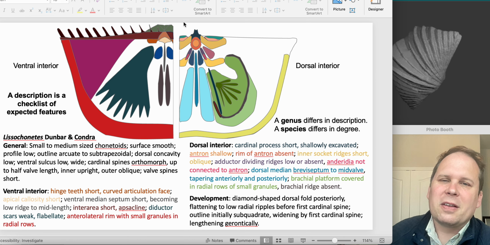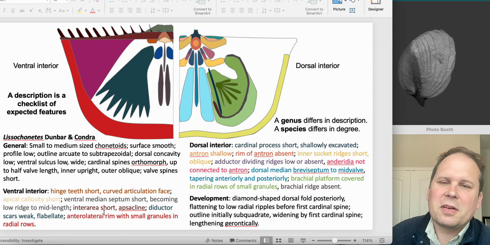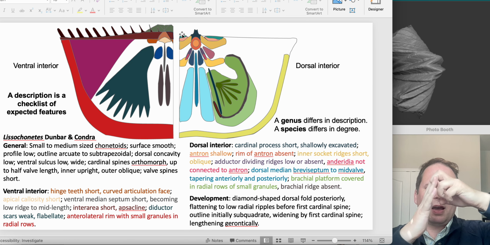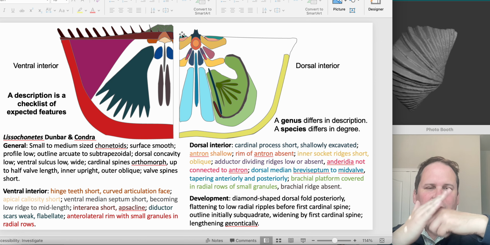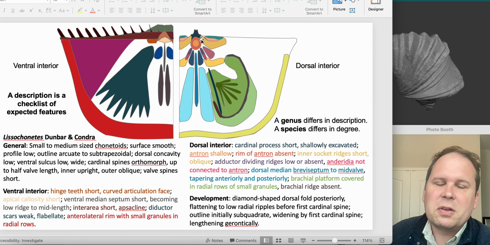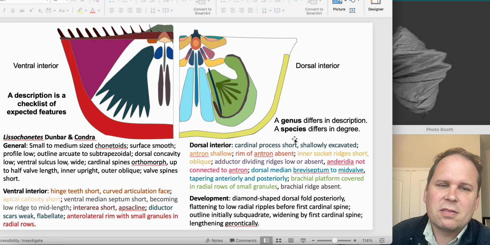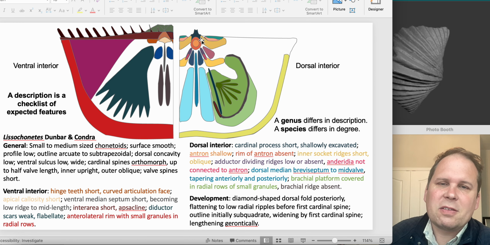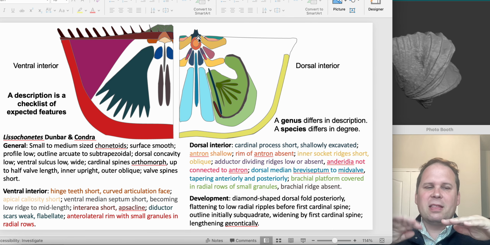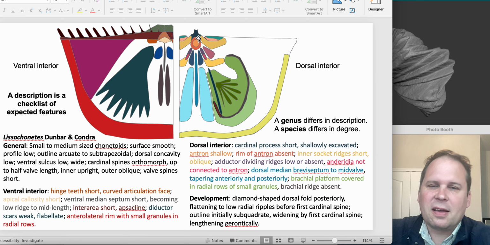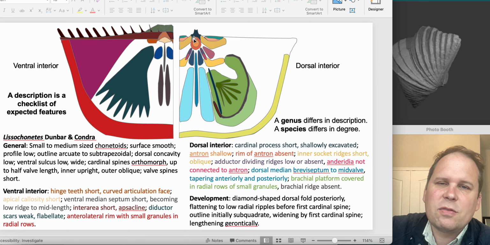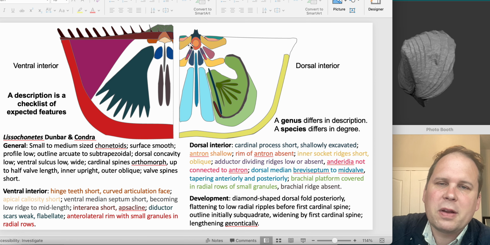Dorsal anterior. We're going to start up here at the posterior again. So we went posterior to anterior, and we're going to start at the posterior. This bit that sticks out, that forms the hinge, and is the part that rotates along there, like the ball part of a ball and socket joint, basically, is going to be short compared to other members of its group. Shallowly excavated, so we're talking about the hole that's behind it. Sometimes it's a giant pit, but in this case, it's just like a gradual slope. And then the pit behind it, so there's not much of a drop-off between the dark green and the orange.